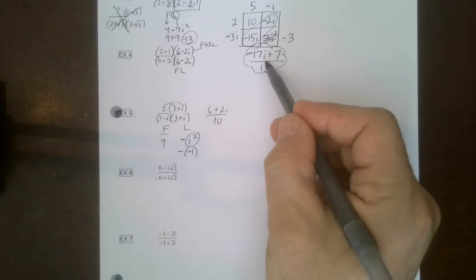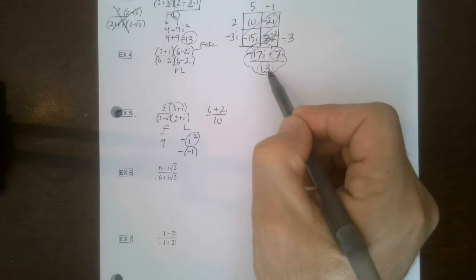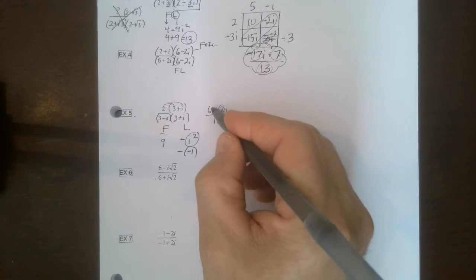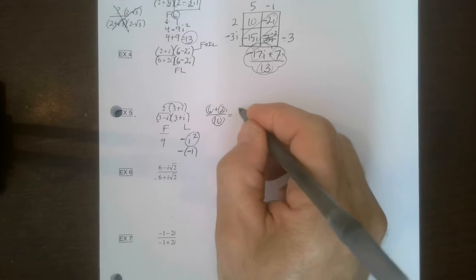And like I said up here, remember, if this and this and this all have a number that can go into it, you should keep going. Look, we got a 2, a 6, a 10. All of those are divisible by 2, so we're going to.